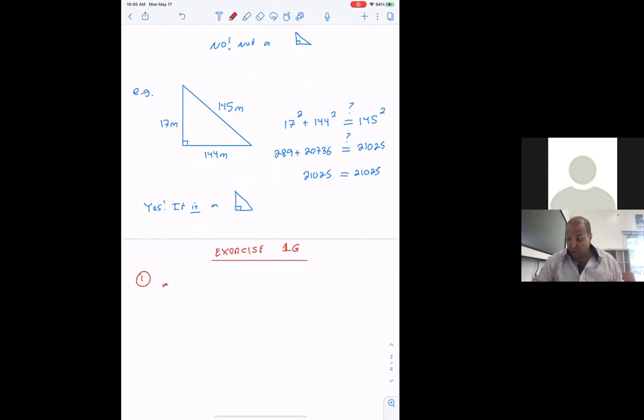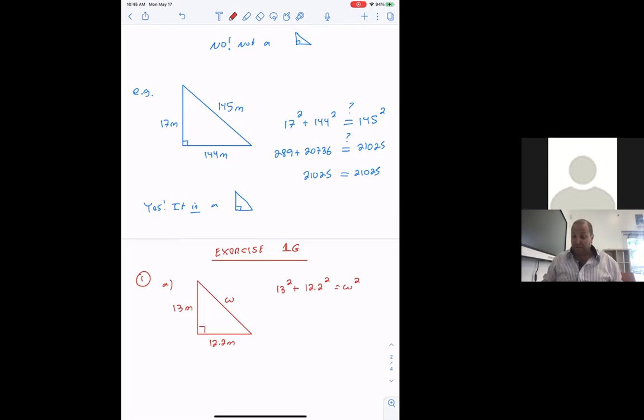Okay, so A, here's my right triangle. It gives me 13 meters. It gives me 12.2 meters, and it calls this W. Pause, solve, check. So 13 squared plus 12.2 squared is equal to W squared.